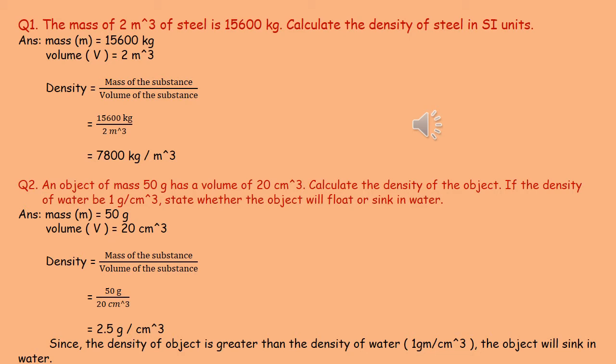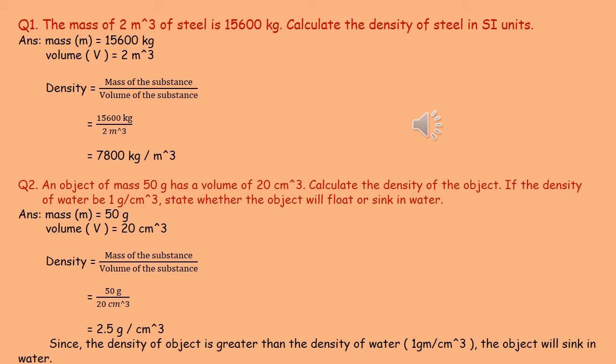Let us do some numerical problems on density. The mass of 2 meter cube of steel is 15,600 kg. Calculate the density of steel in SI units. Mass M is equal to 15,600 kg and volume V is equal to 2 meter cube. We will use the density formula, that is equal to mass of the substance by volume of the substance. Substituting the values, we get 15,600 by 2, that is 7800 kg per meter cube.